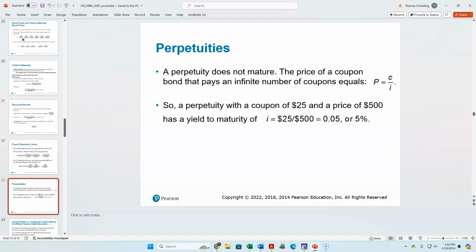And then we have perpetuities. Perpetuities are things where basically the payment never stops. It's the coupon or the time period is infinite. And so when that's the case, we just divide the price of the coupon bond by the interest rate. So in this case here, the coupon, which is paying out $25, over the price of what we have here, right?